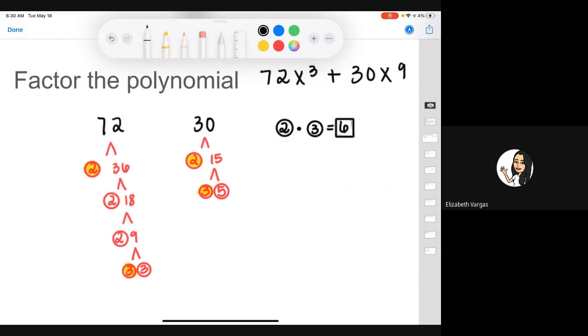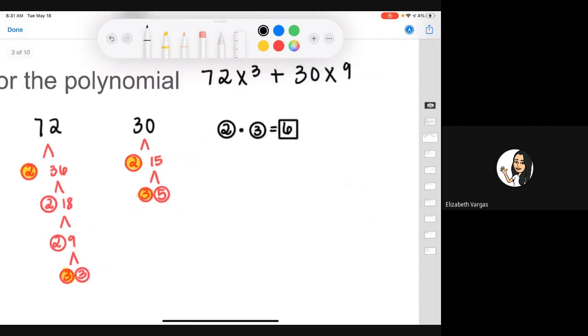So the way that I find my greatest common factor is I want to see which prime numbers they have in common, 2 and 3. If I have more than one prime that they have in common, for example, if they only had 2 in common, then the greatest common factor would just be 2. But because they have 2 and 3, I have to go ahead and multiply this. So 2 times 3 gives me 6, okay? Now, how about these x's?